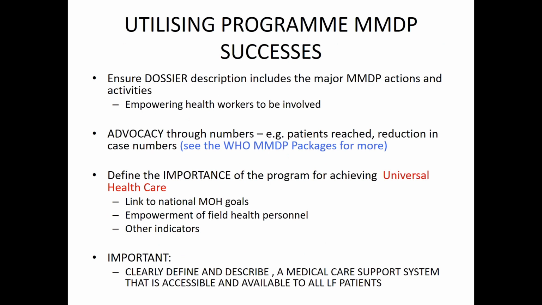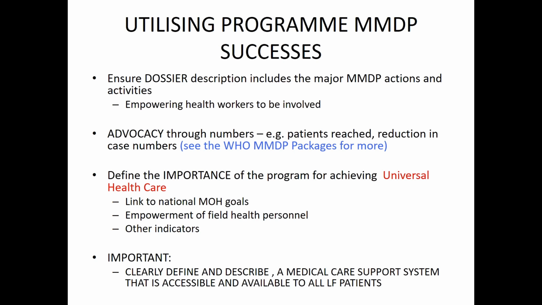So the last point I want to make is that one of the things we need to do is to celebrate successes. The dossier is where a lot of the successes can be described. Obtaining numbers is important to describe the success of the program, and in the WHO package there are instructions on how to gain numbers. Reduction in cases is something that's important, and you should always look at the fact that the number of cases and new cases is being reduced. The importance of universal healthcare has been mentioned by Dr. King, and that's an important aspect to describe in terms of success.